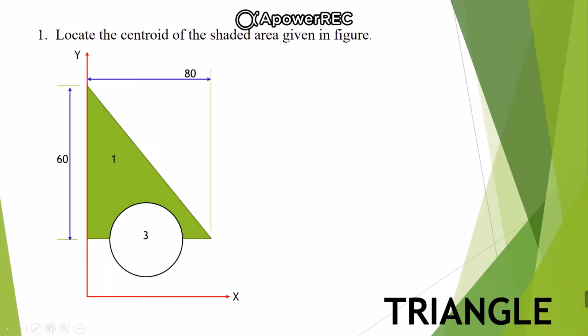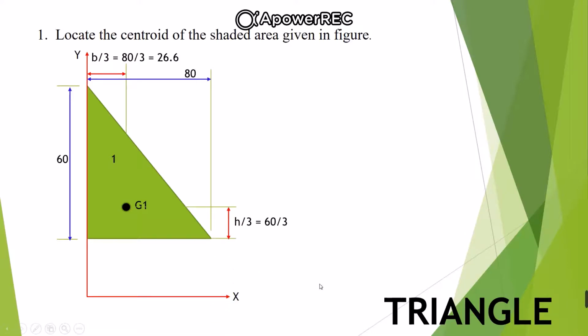So for that, we will first remove the semicircular section and the circular section from the composite section. And we know that G1, what is G1? G1 is the centroid of the triangular section, right? So G1 will be at a distance of b by 3 from the left end of the figure, or with respect to the reference y-axis, and h by 3 from the base of the triangular section.